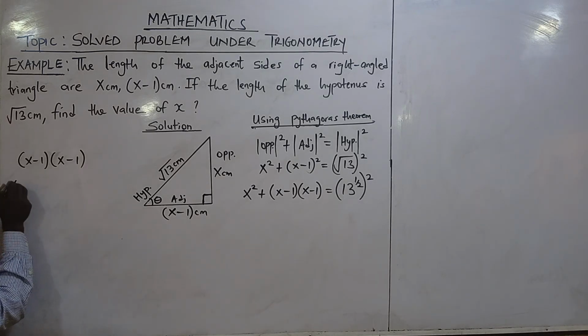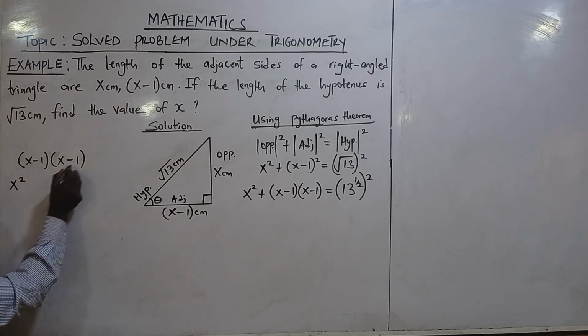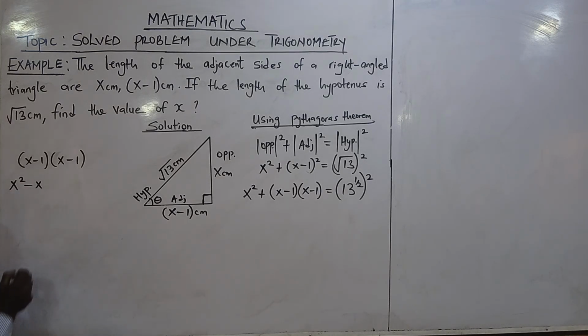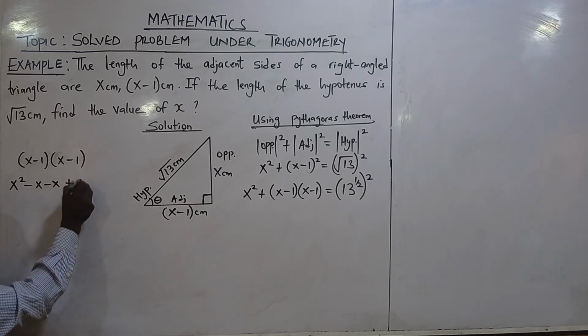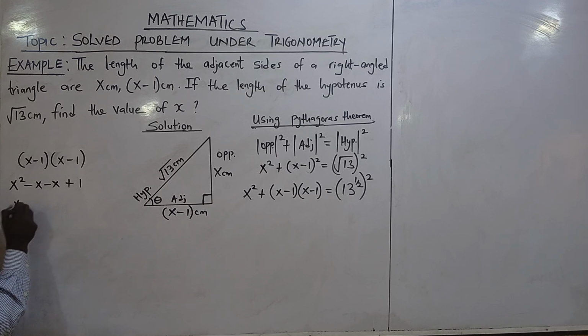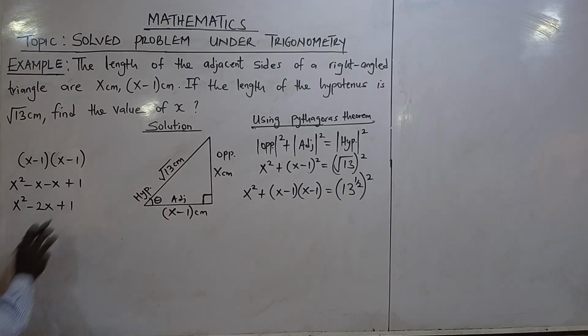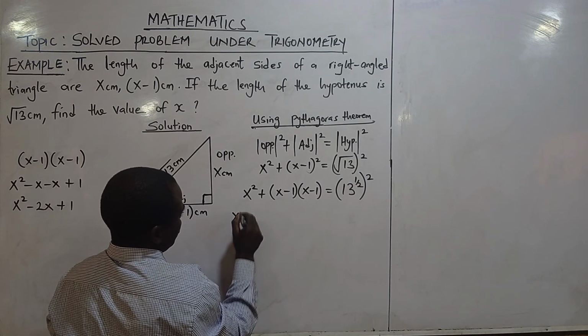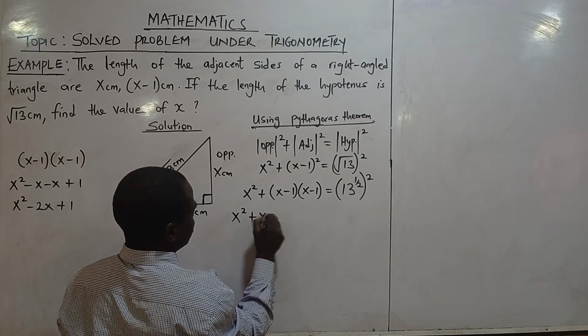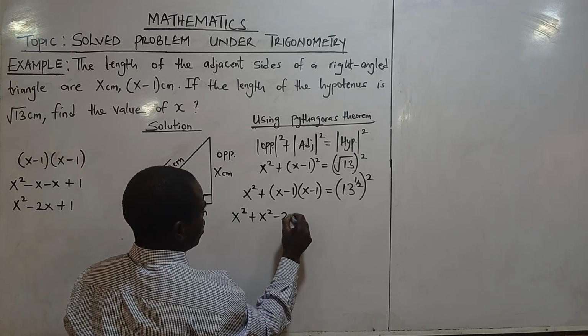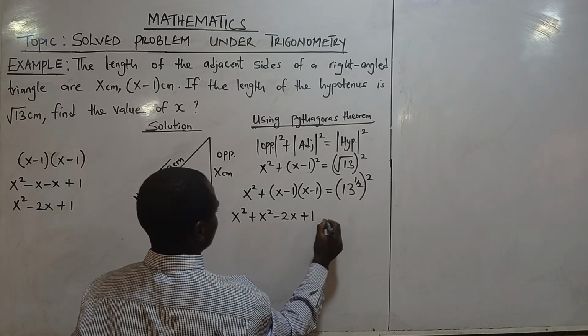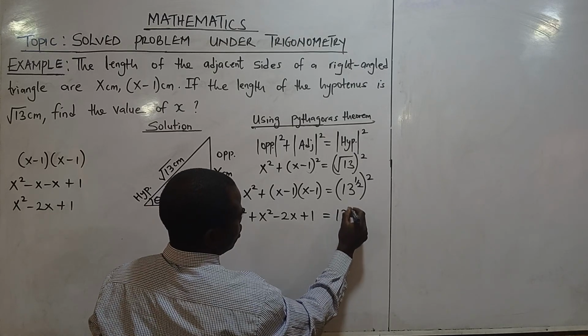x times x, x squared. x times minus 1, minus x. Minus 1 times x, minus x. Minus 1 times minus 1, plus 1. You have x squared minus 2x plus 1. Okay, let's bring it back here. x squared plus x squared minus 2x plus 1 equals 13 raised to power half.